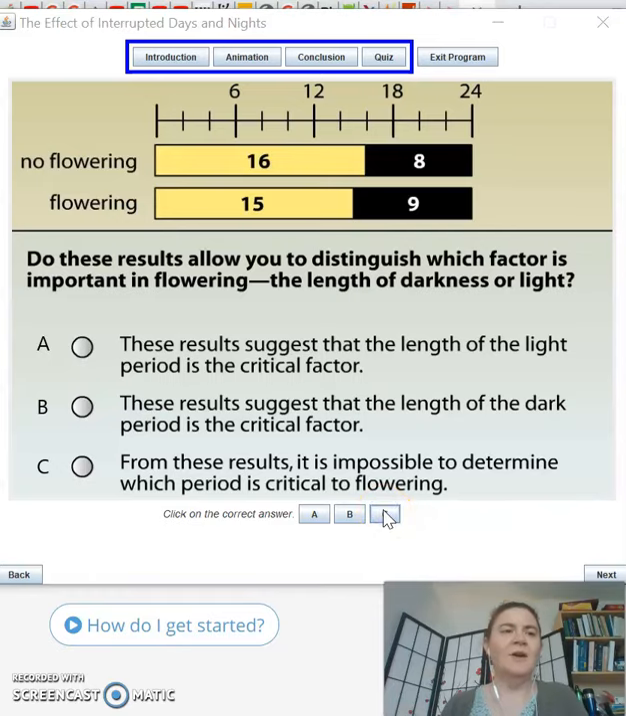Let's try C. Correct. From these experiments, it is not possible to determine the critical factor in flowering. Both factors are varied together in this experiment.